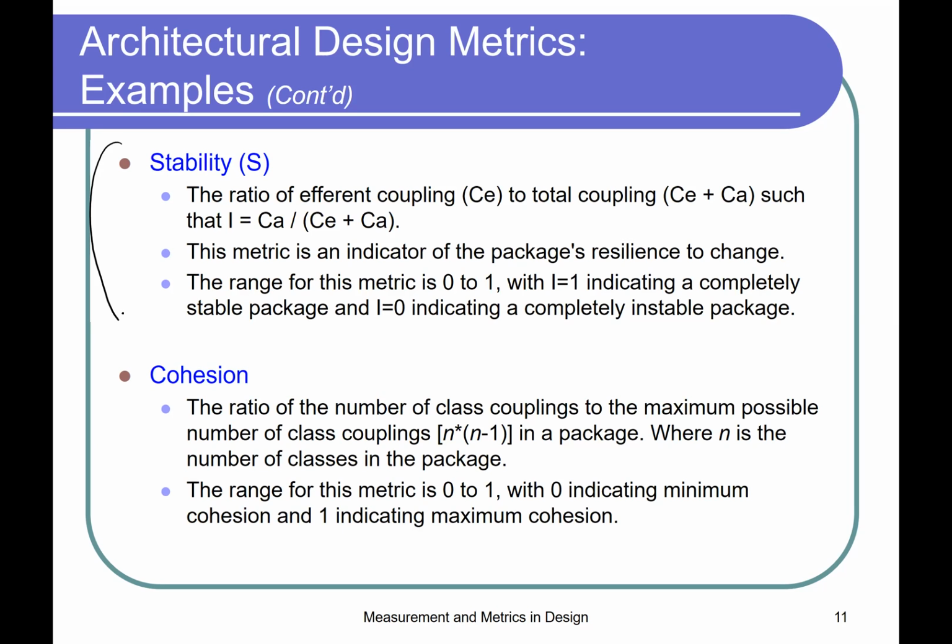Now, at the architectural level, looking at a package, this is new for us now. We want to judge the level of cohesion. Remember we said we want to have a high level of cohesion and a low level of coupling. But how do we judge the level of cohesion? We use this formula over here. Basically it's n multiplied by n minus 1. And this calculation is the maximum number of possible couplings.